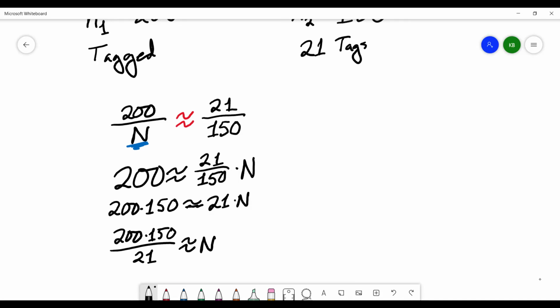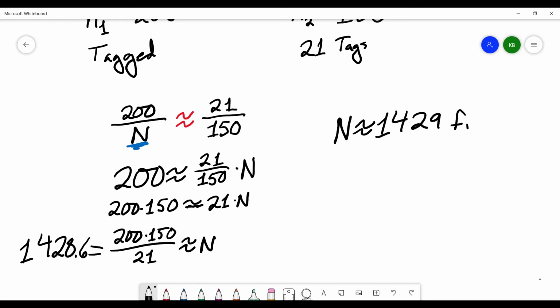When I do this division, I get a value of 1,428.6. Now I know that I can't have a decimal number of fish, so I round that and I say that the population of my fish is approximately 1,429 fish. And I've just used a capture-recapture method to approximate a population of fish.